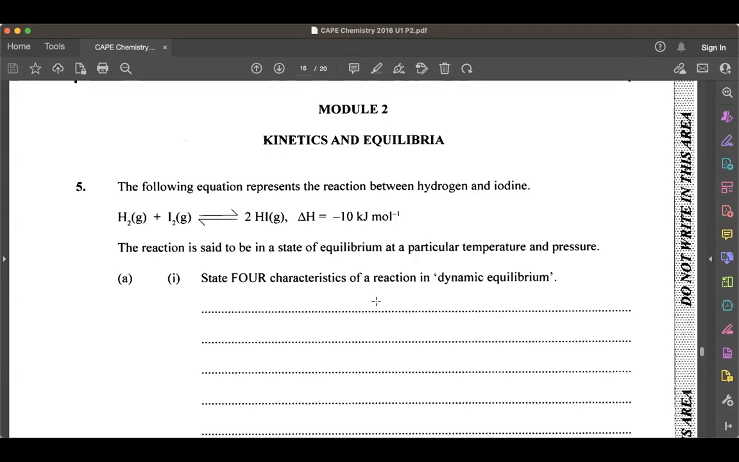Kinetics and equilibrium. So this question is providing us with an equation that represents the reaction between hydrogen and iodine. So we have H2 gas plus I2 gas in equilibrium with 2 moles of HI gas. They show us that there's a delta H of negative 10 kilojoules per mole associated with this forward reaction, right? So this is an exothermic reaction. Right off the bat, we can see that, right?